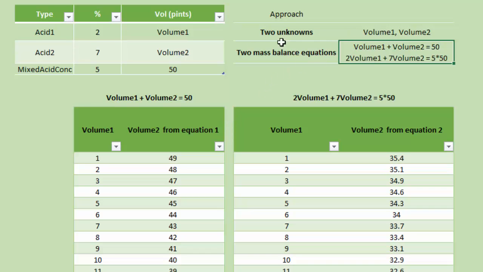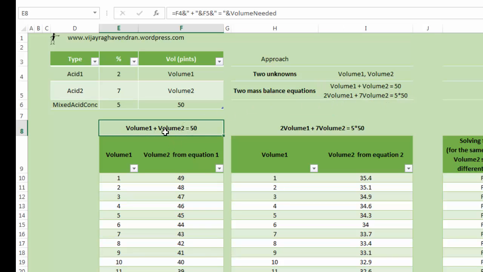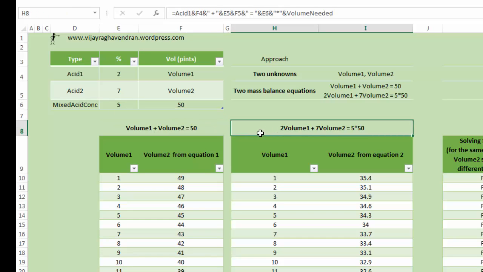As you can see here, everything is formula based. Volume 1 and volume 2 are actually formulas, which are written here. So volume 1 plus volume 2 equals 50. When I look into the formula manager, it says F4, which is this one, then I'm adding a plus sign, and the ampersand sign is used to concatenate. F5 should be equal to the volume needed, which is the 50 milliliters. Like that, I've made these equations. I'm not going to go into the basics of constructing an equation using the concatenation operator ampersand.